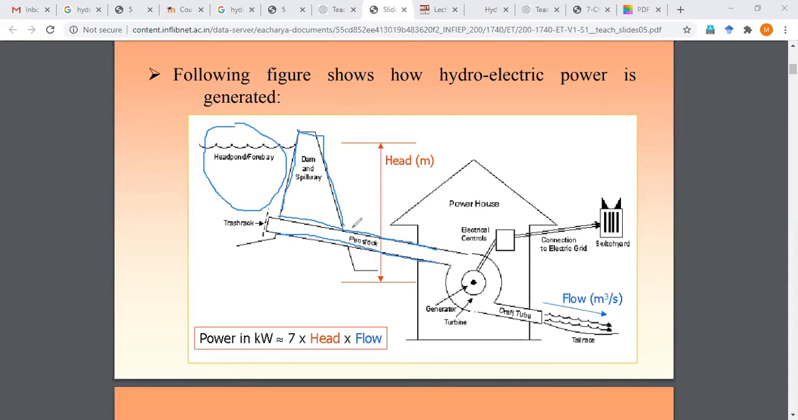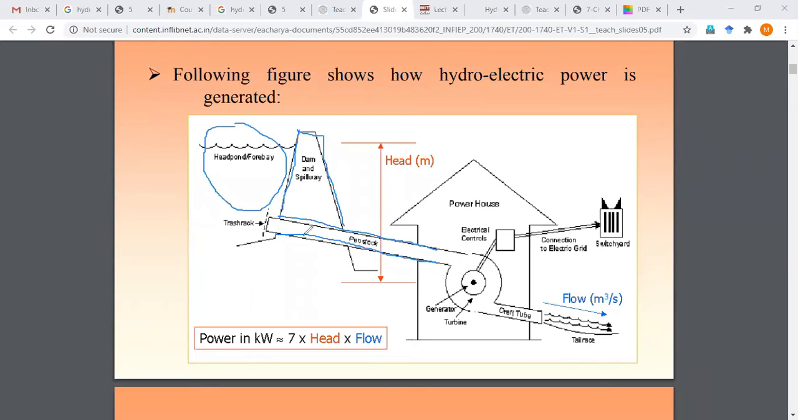Now in this, as I said, through the penstock we are going to release the water from the dam or reservoir to the powerhouse. So as I said, penstock is nothing but a pipe, or the way by which we can move the water.